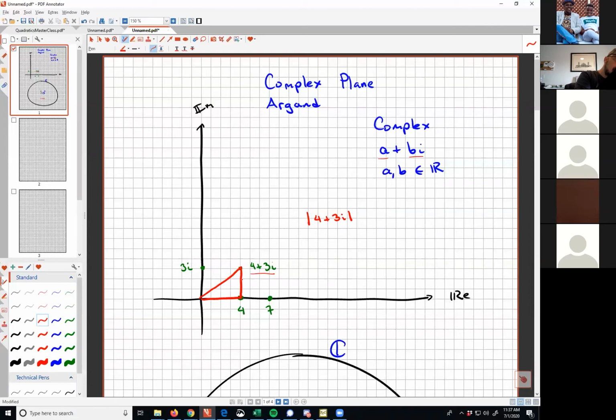7. No. 5. We apply the Pythagorean theorem, and we get 5.